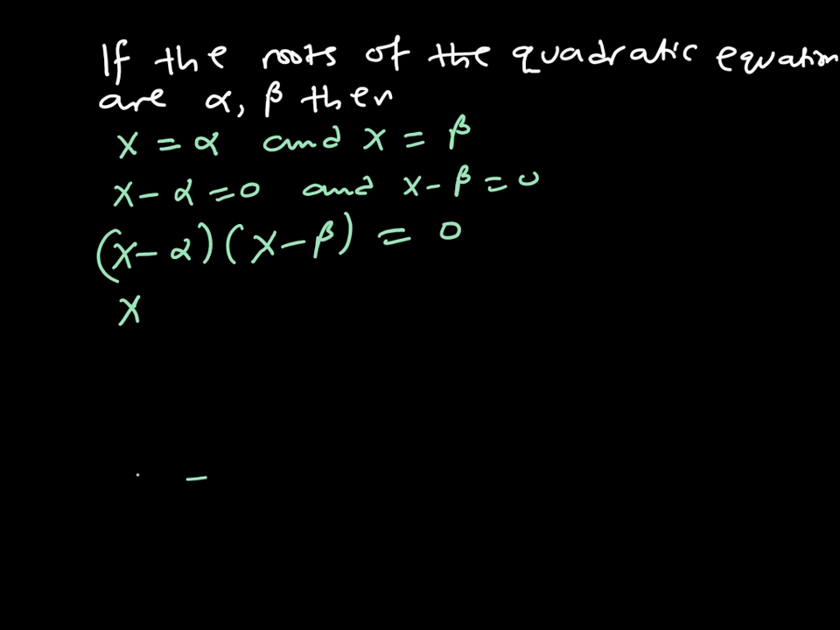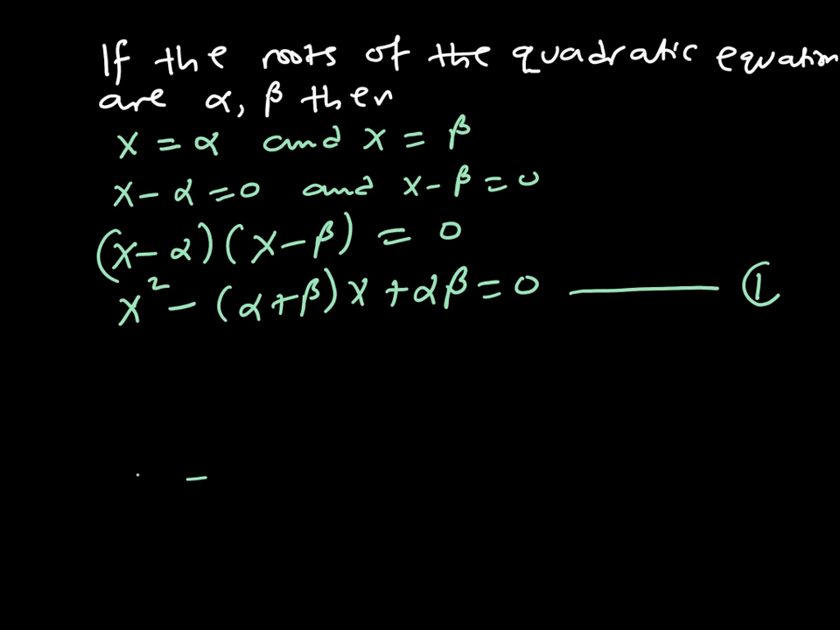So, x minus alpha multiplied by x minus beta is still equal to 0 and gives my quadratic equation. So I'll have x squared minus alpha plus beta, into x, plus alpha beta. This is equal to 0. When you go ahead and distribute these two brackets, we get x squared minus (alpha plus beta) x plus alpha beta equals 0. And you would form a quadratic equation. So let's call this equation 1.